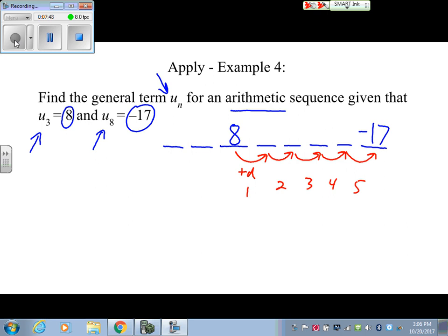So let's write an equation for that. 8 plus 5 differences, or 5d, is equal to my eighth term, which is negative 17. Now I'm just going to solve for d. I subtract 8 from both sides.